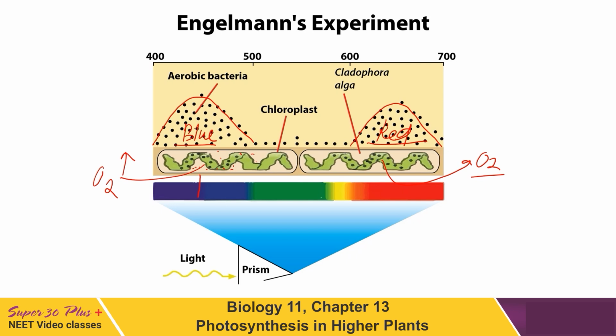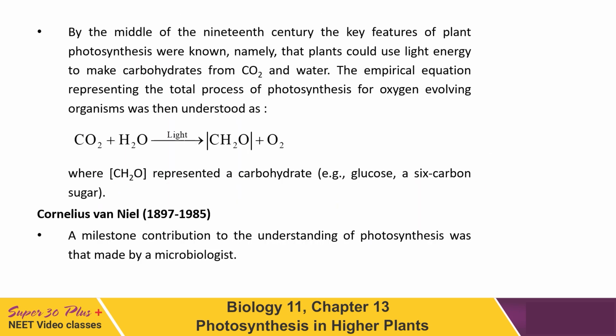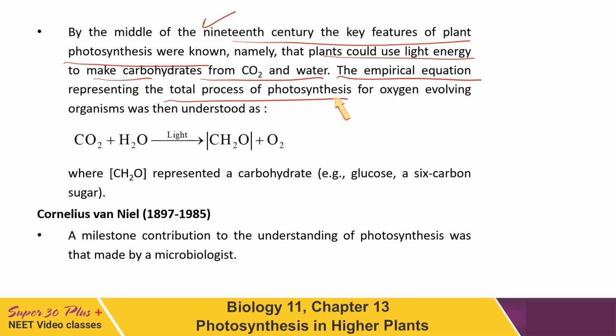Is it clear? Then come to the next now. By the middle of the 19th century, a very important statement: the key features of plant photosynthesis were known, that the plant could use light energy to make carbohydrate from carbon dioxide and water. An empirical equation was represented, that the total process can be represented like this. This is carbon dioxide, this is water, in presence of light and in presence of chlorophyll, that will be formed, and oxygen will be released. It will represent carbohydrate, glucose, a 6-carbon sugar.